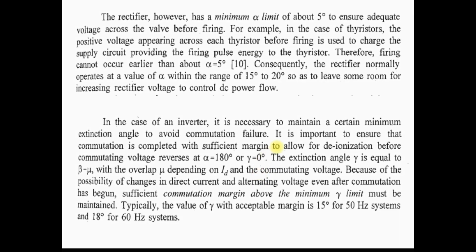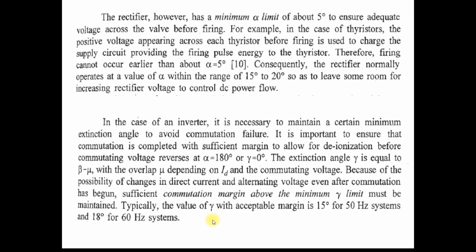So now you can see that the extinction angle gamma is equal to beta minus nu, and nu is nothing but the overlap angle, which depends upon the DC current ID and the commutating voltage. At the DC side, ID is continuously changing because of changes in the load condition. Because of the possibility of changes in the direct current and alternating voltage, even after the commutation has begun, a sufficient commutation margin above the minimum gamma limit must be maintained so that we can avoid the commutation failure.